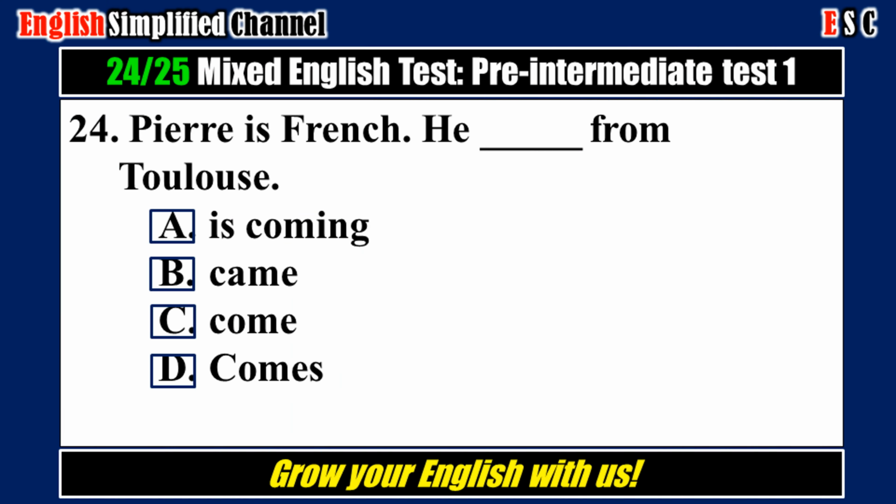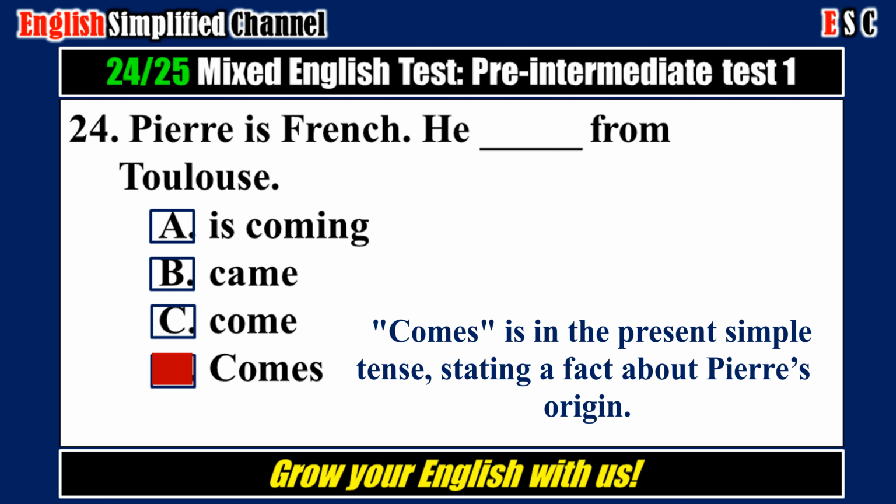24. Pierre is French. He, blank, from Toulouse. A. Is coming. B. Came. C. Come. D. Comes. 24. Pierre is French. He comes from Toulouse. Comes is in the present simple tense, stating a fact about Pierre's origin.